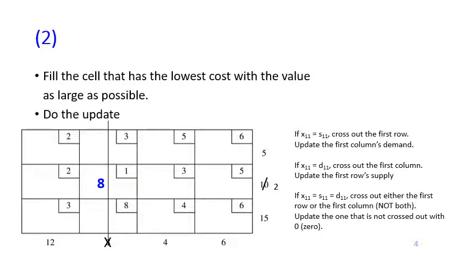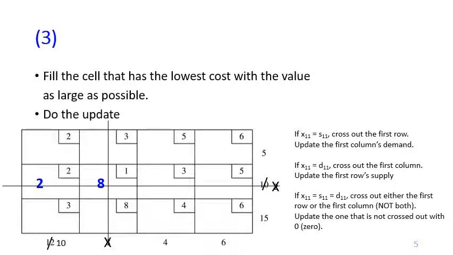And then same as before, repeat the same procedure, find the cell that has the lowest cost. Here we have two possible cells, this one and that one. If this is the case, you may pick either of them arbitrarily. Suppose we pick this cell here, and then same as before, we fill that cell with the value as large as possible. So we can fill that with 2 because the remaining supply is 2 for the second row, and then we cross out the second row and update the first column.